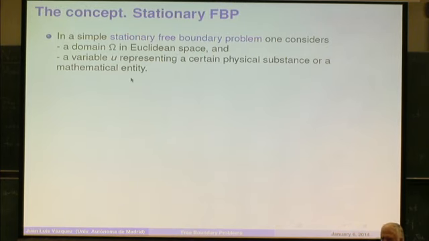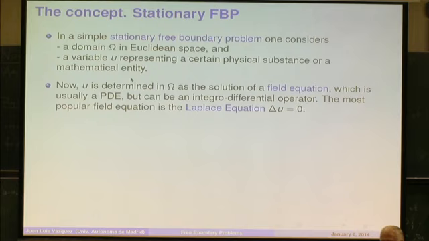Okay, so the idea is that the concept of a stationary free boundary is relatively simple. You have a domain in Euclidean space, for instance, it can be a manifold, and you have a variable or a number of variables representing a physical substance or a mathematical entity. And then u is determined in the domain as a solution of a field equation, which is derived in some way from physics or whatever application. And what we do is PDEs, but you don't necessarily do that. But we do PDEs. So essentially, you can do integral differential operators, but the idea will be the same.